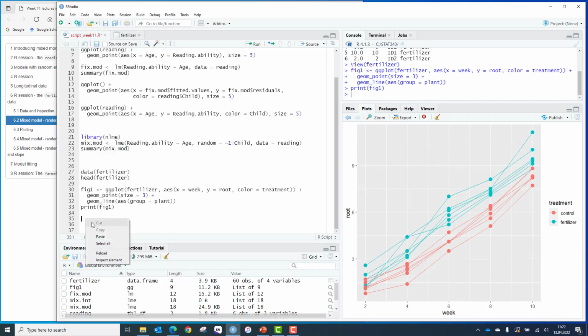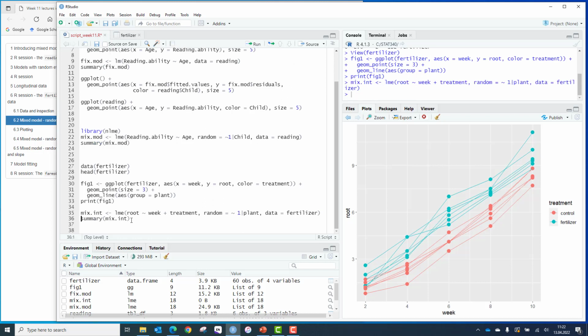And here we fit the model. Let's just briefly look at how we specify it here again. The response, yes. And then the predictor variables, the fixed ones, week and treatment, right?